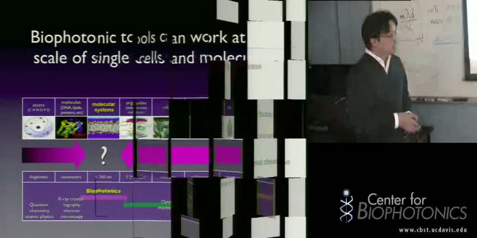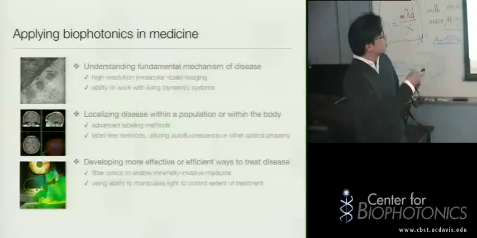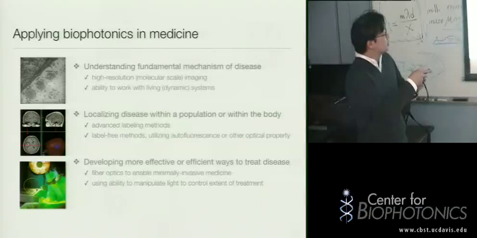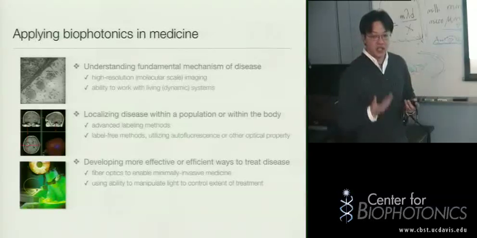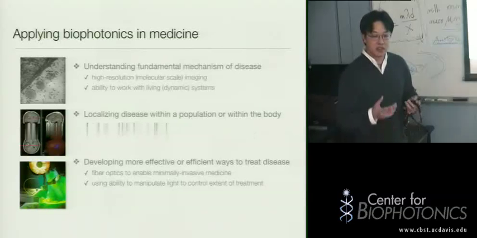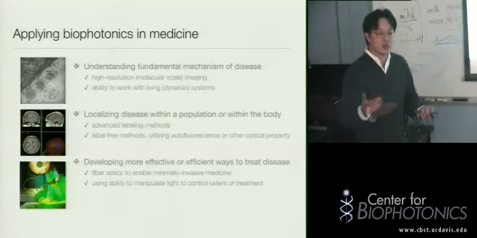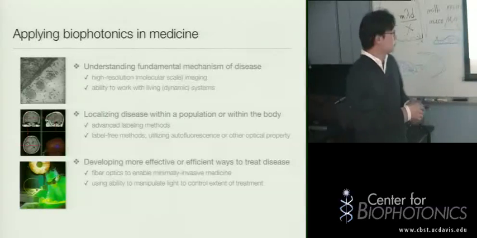So how do we apply biophotonics in medicine and in cancer? Well, first of all, we can use biophotonics to understand the fundamental mechanisms of disease, with high-resolution molecular imaging and the ability to work with living systems, as opposed to, say, X-ray crystallography or electron microscopy, where you have to process the tissue and you've frozen it in time. It's a snapshot, but you never really get to see how things are moving around and what's relating to what and how they're interacting.